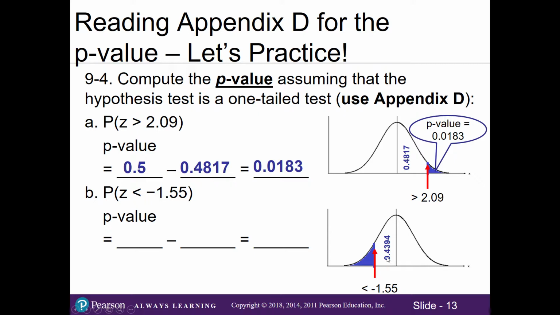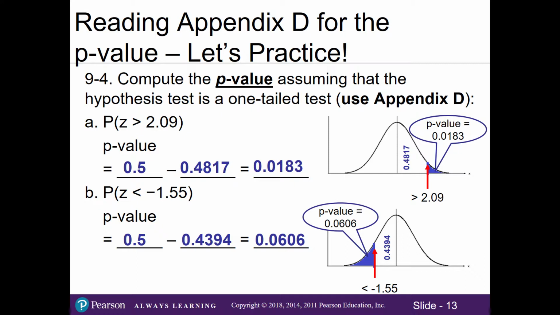But again, I don't want to know this area. I want to know the shaded region. So because I know half my curve is worth 0.5, and my appendix gave me this value right here of 0.4394 when our z-value is negative 1.55, that means our shaded area is 0.0606. Now again, if we compare our p-value to our cutoff point, say our alpha value is 0.05, meaning my 0.05 starts somewhere over here, we can see that 0.0606 is greater than 0.05. That means we do not reject the null because my p-value is bigger than my alpha value.